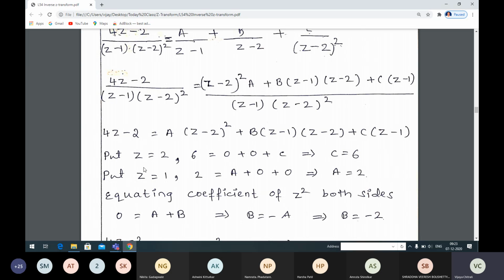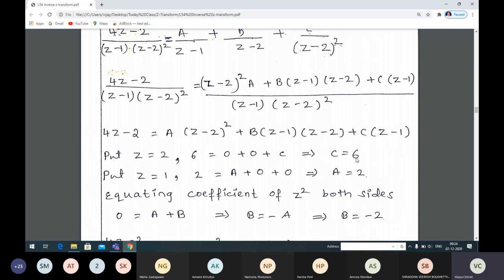So let us put z = 2. In place of z put 2: 4 into 2 is 8, 8 minus 2 is 6. On the right side, 2 minus 2 is 0, and 0 into something is 0, so for both these two terms you will get 0. Now put z as 2: 2 minus 1 is 1, and 1 into C is C. So C is equal to 6.